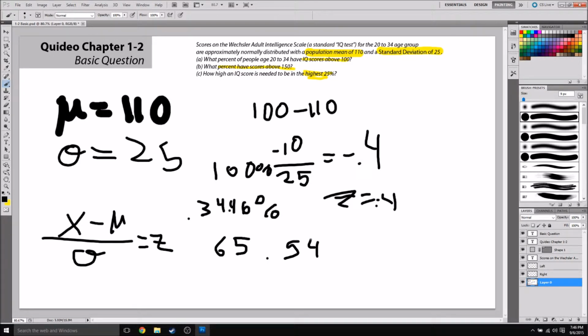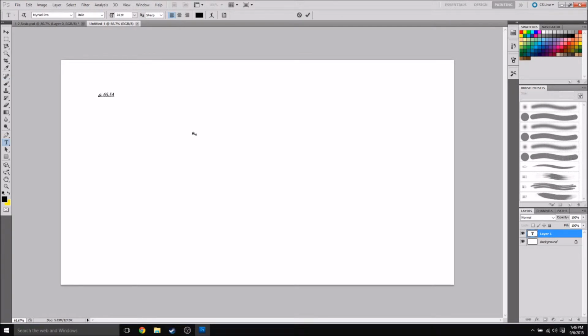So the answer for A will be 65.54% have an IQ score above 100 in the age group of 20 to 34. So 65.54% of the data will have a score above 100 in the age group of 20 to 34. Alright, done.